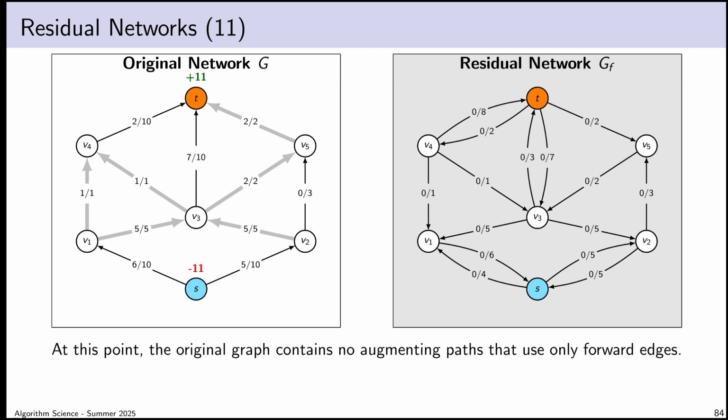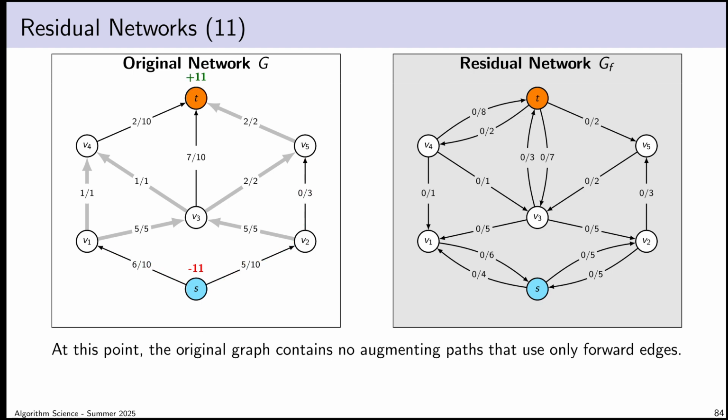Now at this point, after all those augmentations, I'm now sending 11 units from vertex S to vertex T. And notice that if I look at my original graph, there are no augmenting paths left that use only forward edges. That is, if I want to walk respecting edge directions along edges that are not full, I can get from S to V1, and I can get from S to V2, and I guess I can get all the way up to V5, but that's it. But the question is, is there a way still of augmenting the graph? Can I find an augmenting path that takes any edges in reverse?